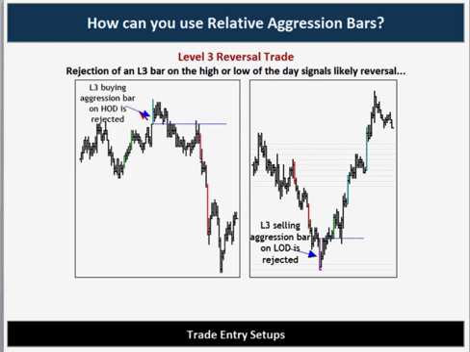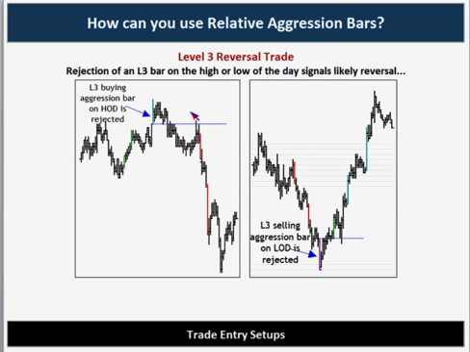But if the bigger picture market auction is down and you get a level 3 buying aggression bar on the high and there's no follow through, and then you get a full bar below the low of that bar, then a limit order toward the low of that bar again is a really nice reversal trade. Your stop can be right at the high of the day. Really nice reversal trade.